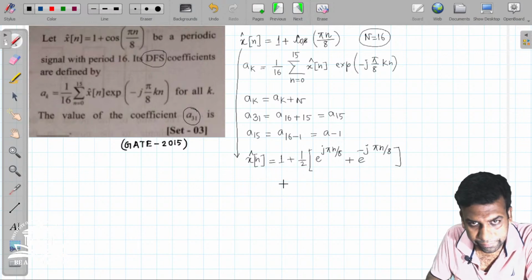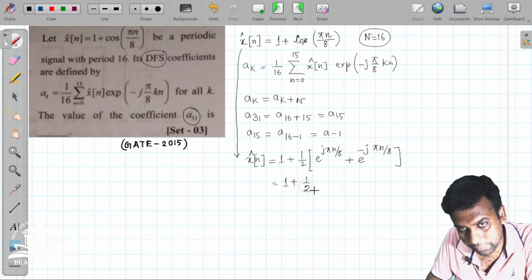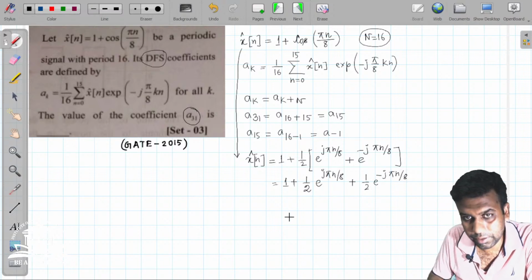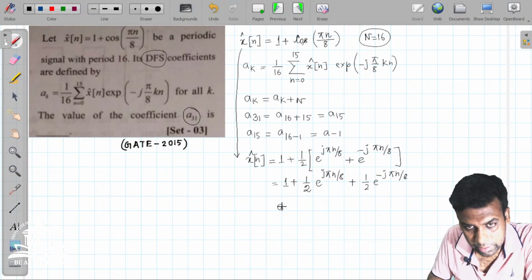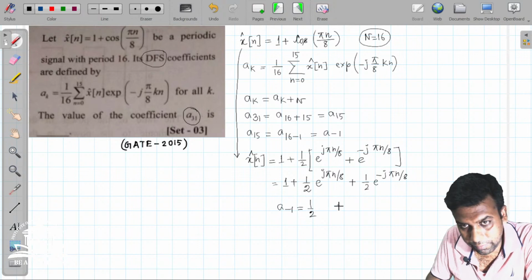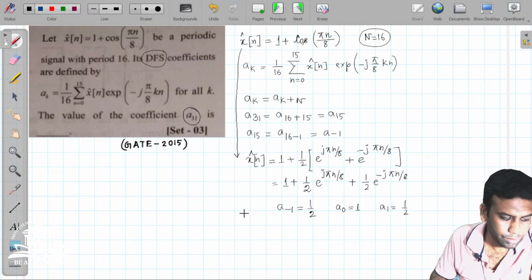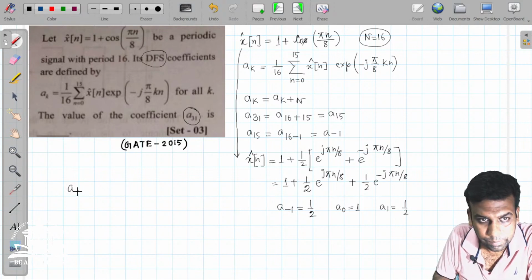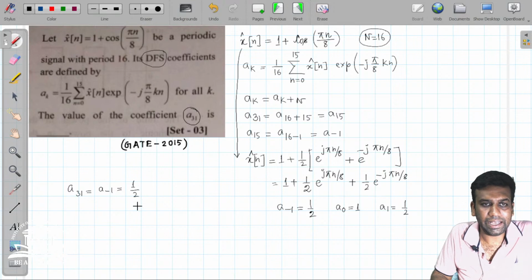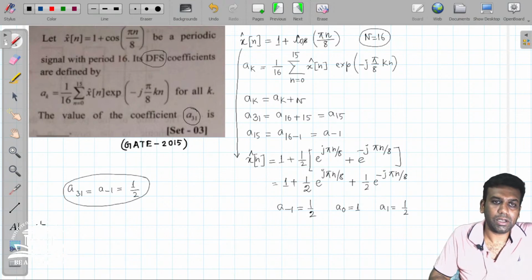So that means if I write this equation in this format, half e to the power j pi n by 8 plus half e to the power minus j pi n by 8. Now if I compare, what is the value of a minus 1? The a minus 1 value is half, the a0 value is 1 and the a1 value is half. So we can say that A31 is nothing but a of minus 1, and half. In this way we can find that the coefficient of A31 is half. Okay.